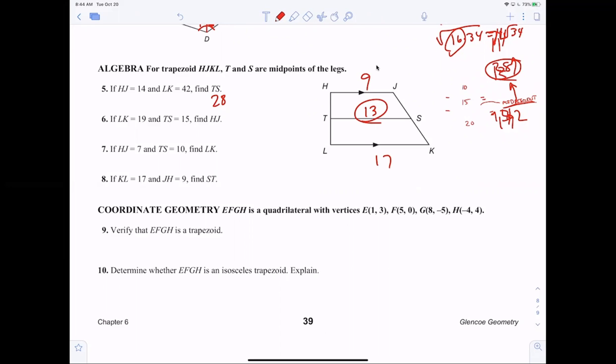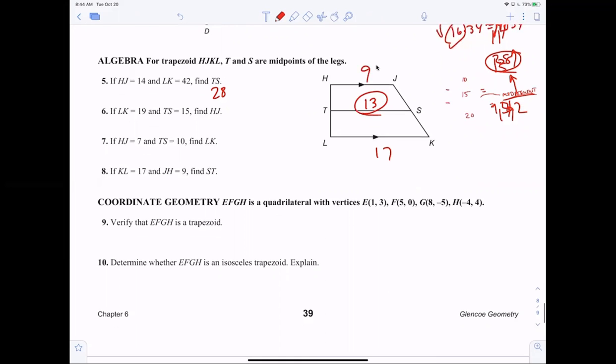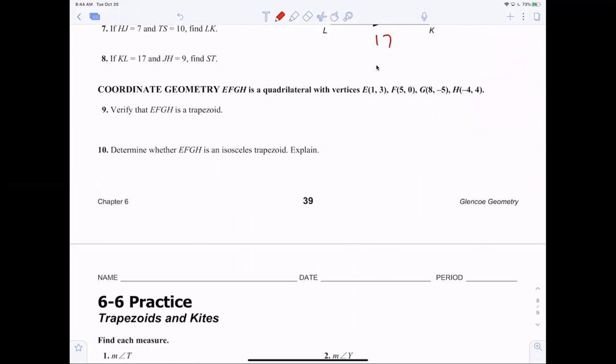All right. Here we go. Verify that this is a trapezoid, and then we're going to explain whether it's isosceles or not. So here we go. Let's go ahead and knock this out.